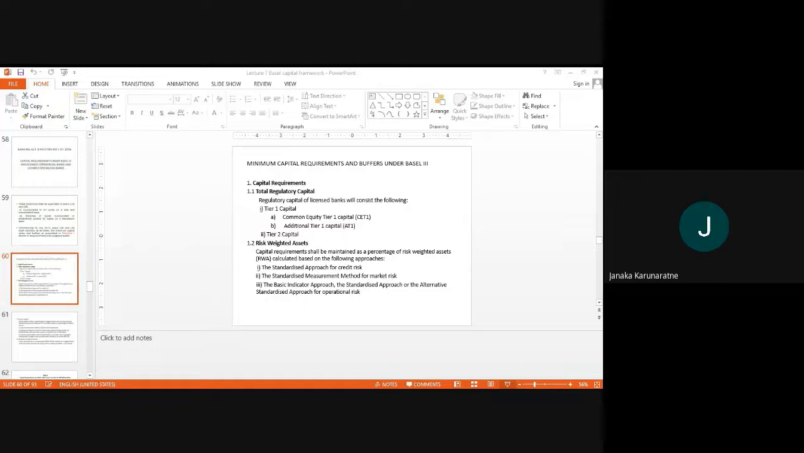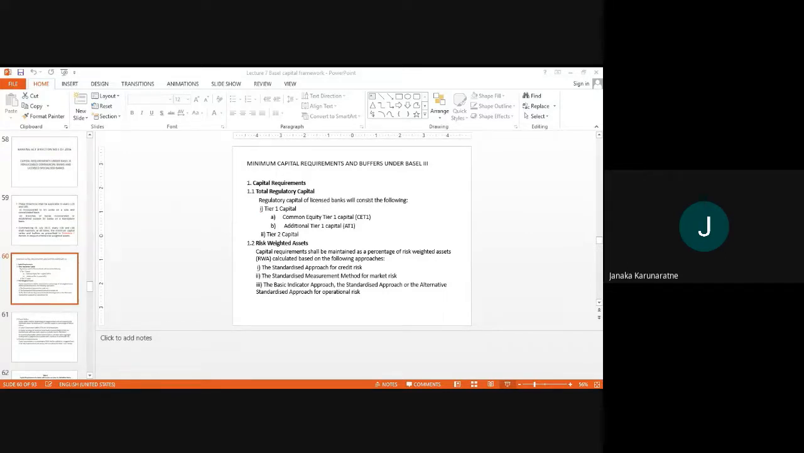Minimum capital requirements and buffers under Basel. Like what we discussed, the international standard, last week and today, just a recap. This direction set by the Central Bank of Sri Lanka discusses the same levels of capital. Capital should consist of tier 1, that is common equity tier 1 and additional tier 1 capital, and tier 2 capital. Capital should be maintained as a percentage of risk-weighted assets based on the following approaches: the standardized approach for credit risk, the standardized measurement method for market risk, and the basic indicator approach, the standardized approach, or the alternative standardized approach for operational risk.